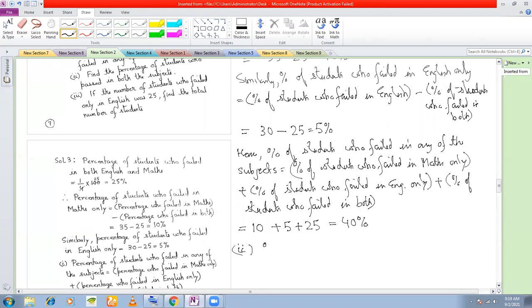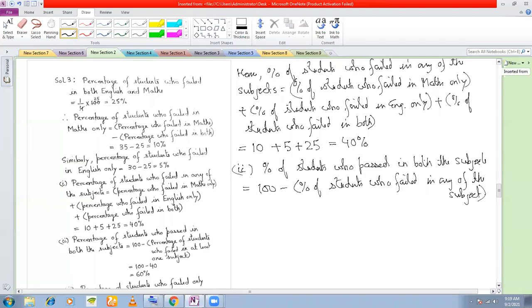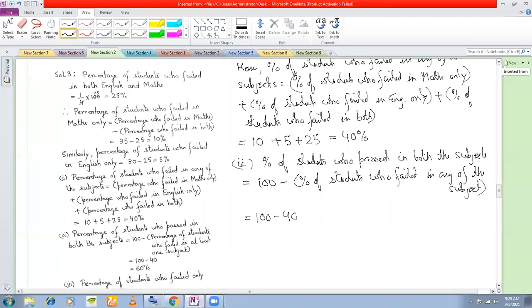So therefore, percentage of students who passed in both the subjects is equal to 100 minus percentage of students who failed in any of the subjects. So that means 100 minus 40, which is 60%.